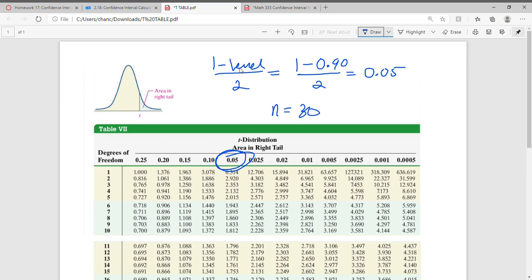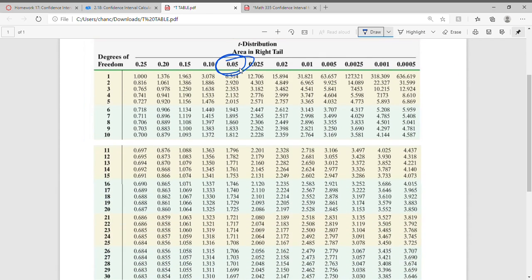So we're going to use the degrees of freedom equal to n minus 1, or 30 minus 1, which is 29. So let's use row 29. Here's row 29, and we'll intersect the column 0.05. That means we're going to use 1.699 for the t value. So we'll use 1.699.